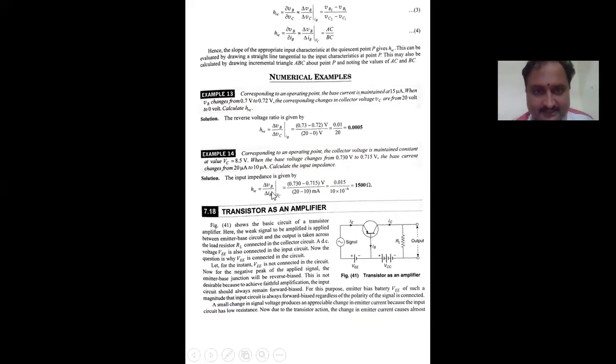And last one, these are the various numerical problems based on the formulas. That is HRE, HE, the hybrid parameters values. We can discuss in the next class.